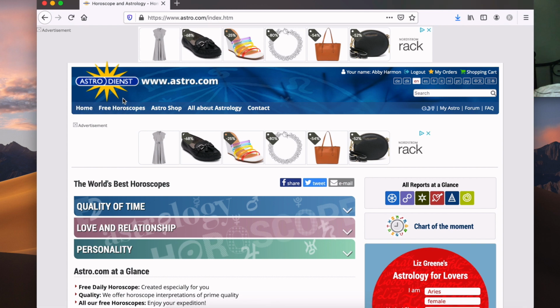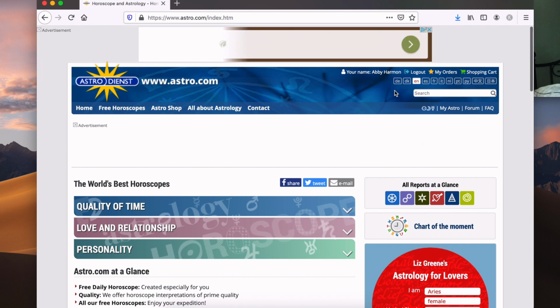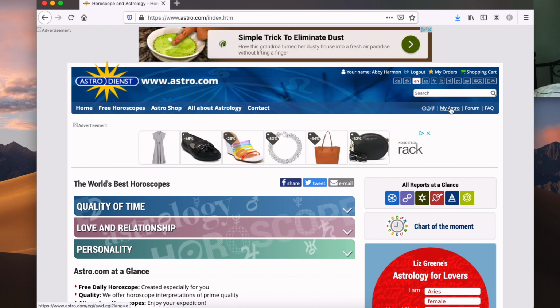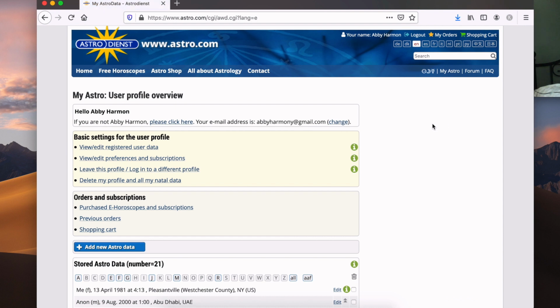I've been using this since I first had an internet connection as a teenager. This is free, and I'm sure there's plenty of sites that will generate a natal chart. This is just the one that I've always used, so we're going to use it today. So I already have an account, and again, they're free. So I'm going over to my Astro here, and my chart is the first one up because the first one always stays at the top.